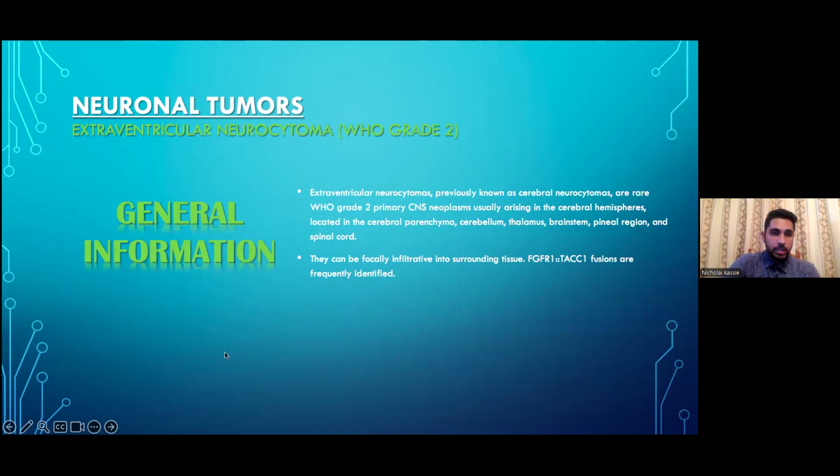Moving on to the extraventricular neurocytoma. This is a WHO grade 2 type tumor. These are previously known as the cerebral neurocytomas, and they are rare WHO grade 2 primary CNS neoplasms, usually arising in the cerebral hemisphere, located in the cerebral parenchyma, cerebellum, thalamus, brainstem, pineal regions, and spinal cord.